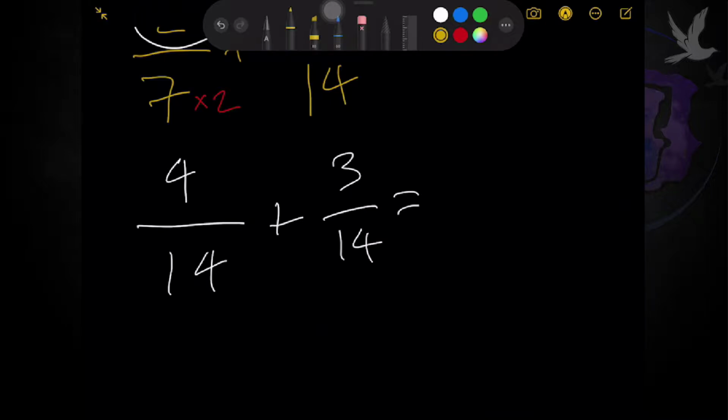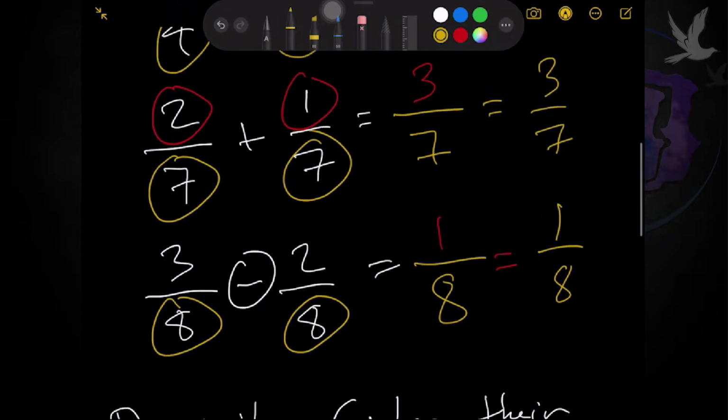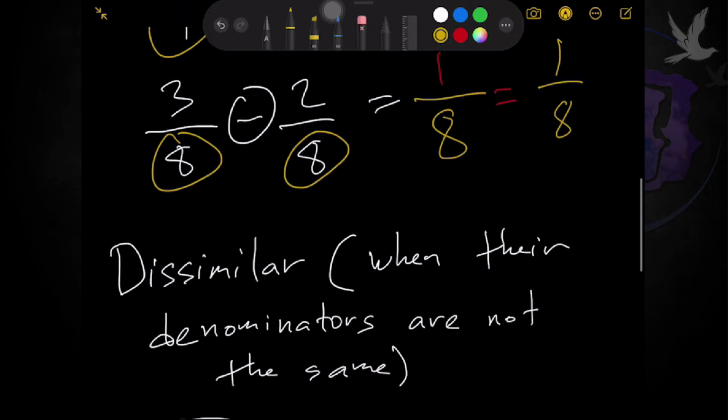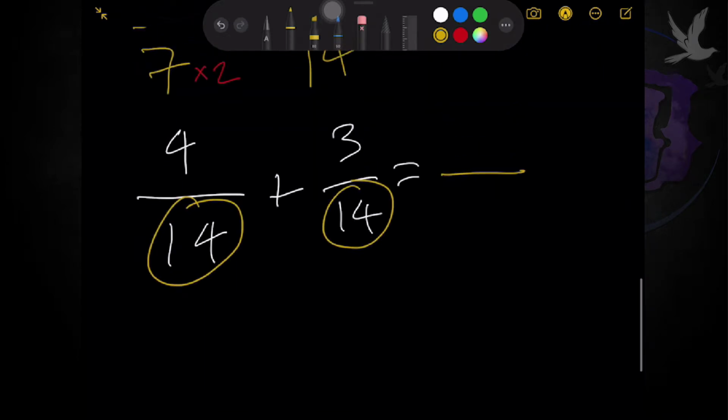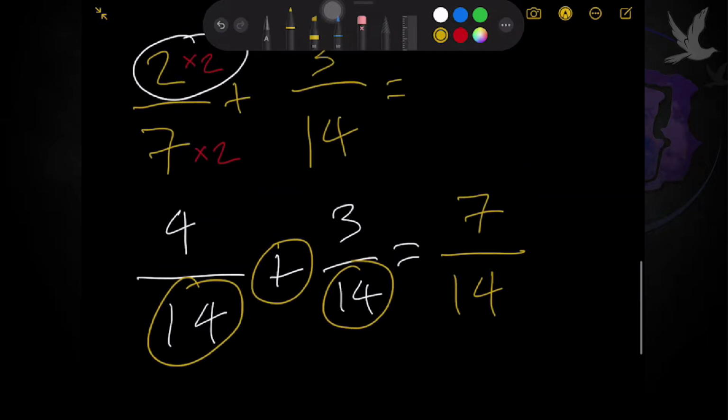You notice that our denominators are now the same, which means it is now easier for us to add them up, just the same as this one. Okay? Get your denominator, since they are now the same, they are now similar fractions. So that's 14. And our sign is plus. So all you need to do is just to add your numerators. 4 plus 3 will give you 7. Okay. No, don't worry if you're still confused.